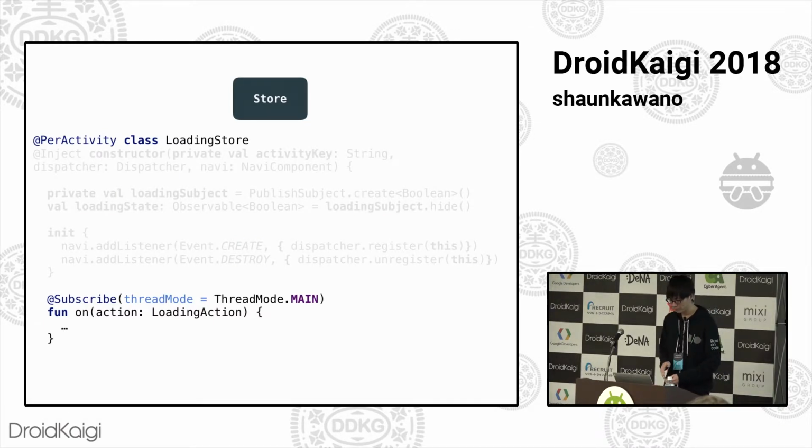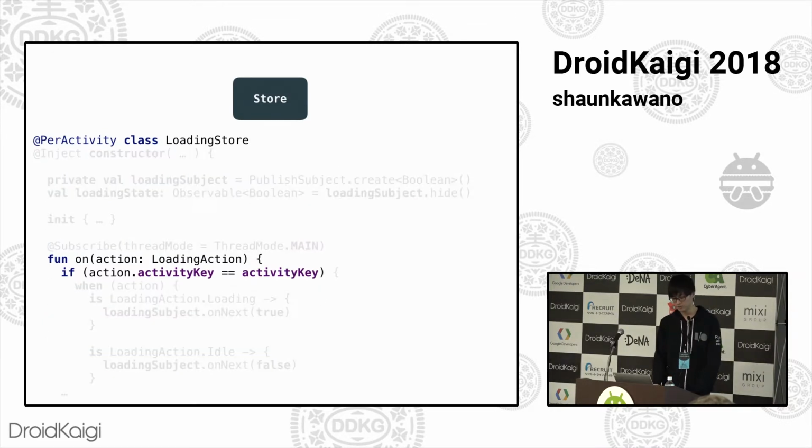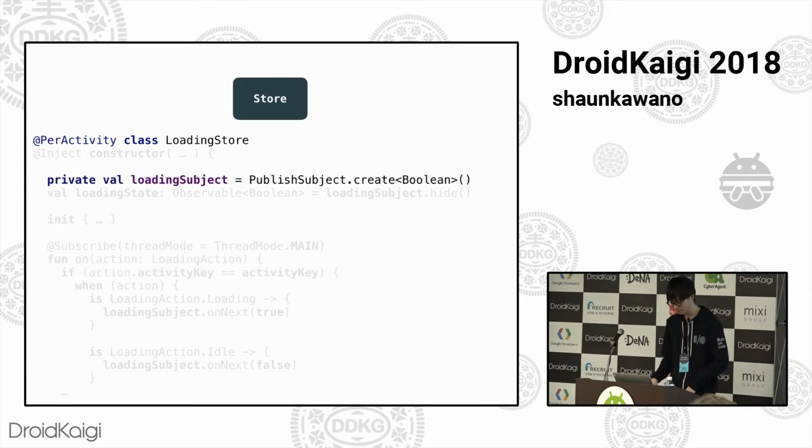When the action gets dispatched, the store will receive it. In this case, GreenRobot EventBus has an annotation called Subscribe. Once we annotate a function with the Subscribe annotation, we can receive the value. Inside the on function, we have logic. First, it checks if the action and the store are on the same activity by checking that the activity key is the same, so that if two activities are open and both receive the same loading action, only one activity has to show a progress bar or whatever. In order to check that, we have an activity key in this example.